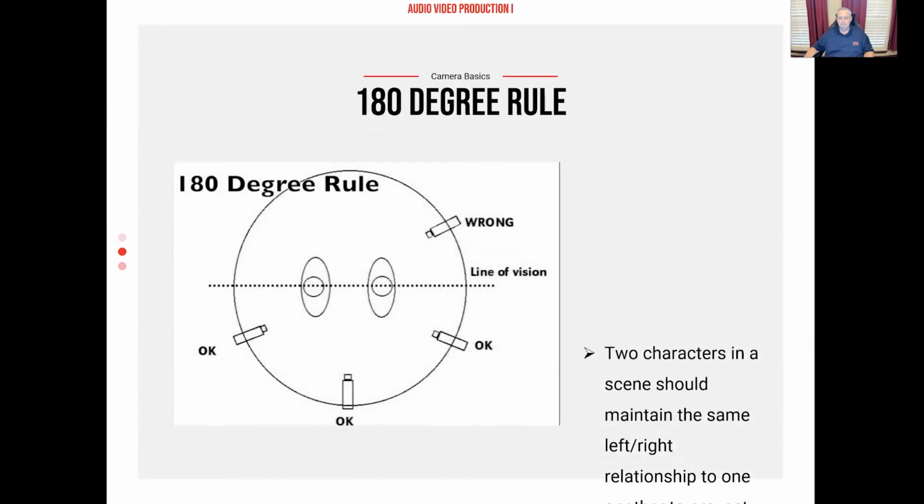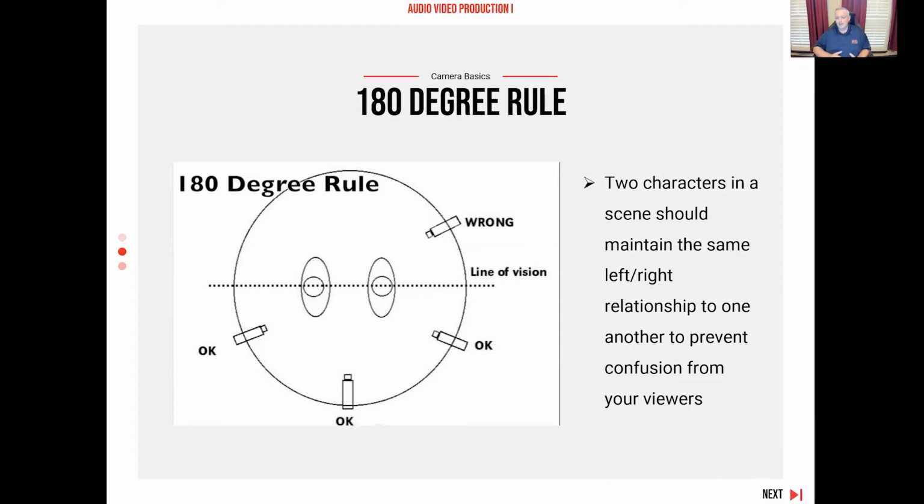All right. Next rule we're going to learn is what is known as the 180-degree rule. Now I want you to look at our diagram here. We have two people. Pretend that's a head on top of some shoulders there. They are on this line of vision, if you will, that dotted line that goes across. You will notice that we are shooting this scene with three cameras: a camera on the left, a camera in the middle, and a camera on the right.